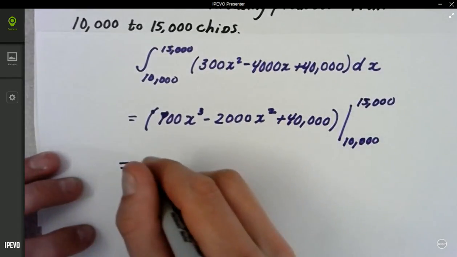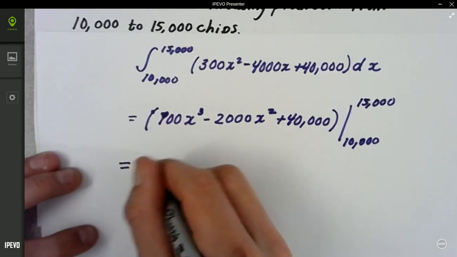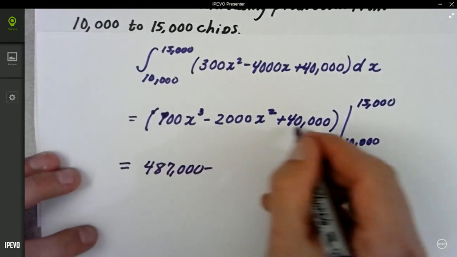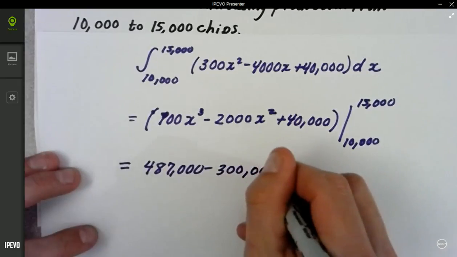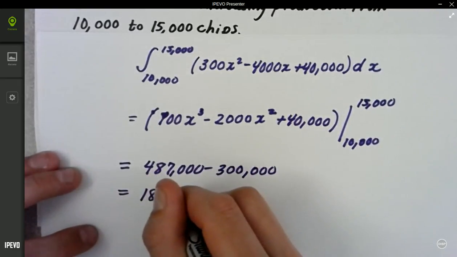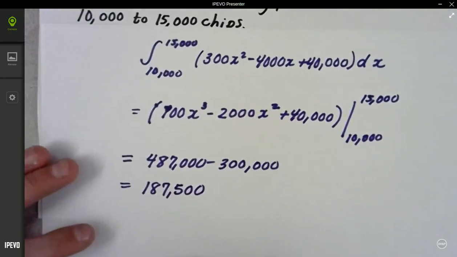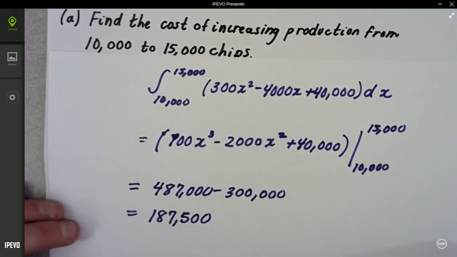And if we plug in 15,000, we end up getting 487,500. We're going to subtract off what we get when we plug 10,000 into this, which is 300,000. Okay, and that gives us a total of $187,500. So that's going to be the cost to increase production by 5,000 chips. That's the cost it's going to be.